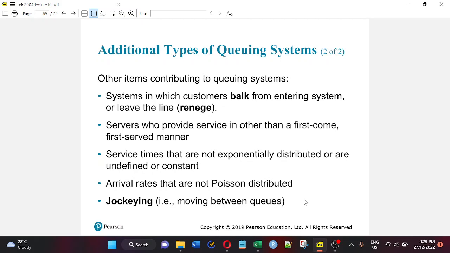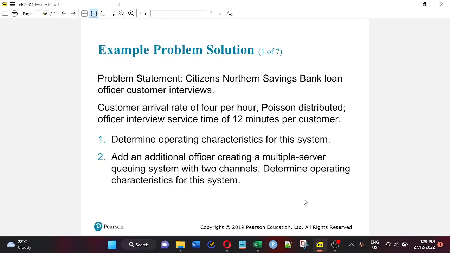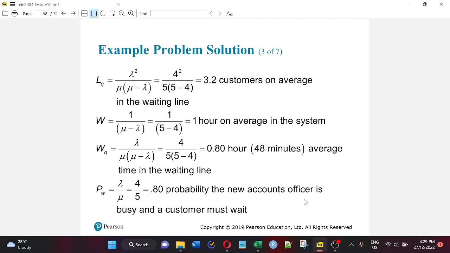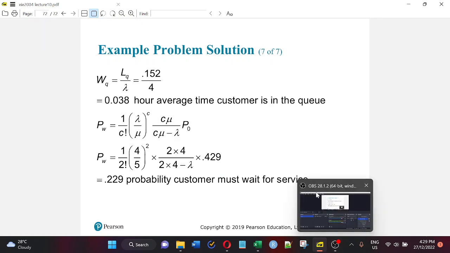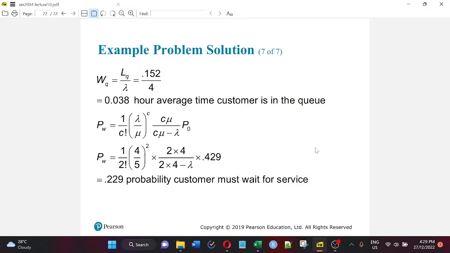Okay, so there's an example problem solution as always for you to run and then see if your answer is correct, and that's all.